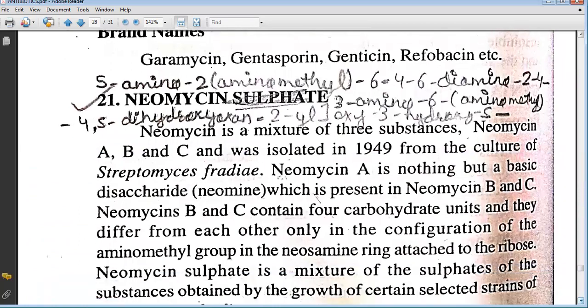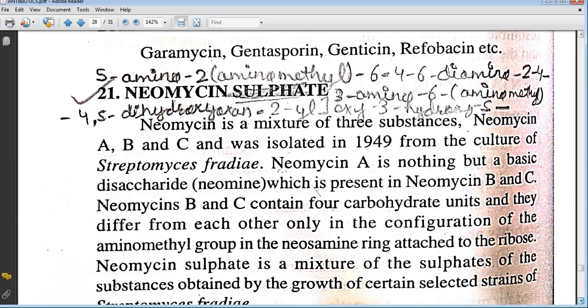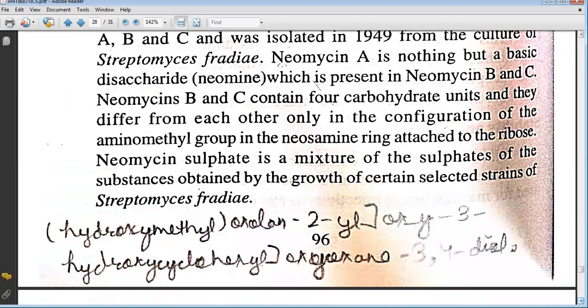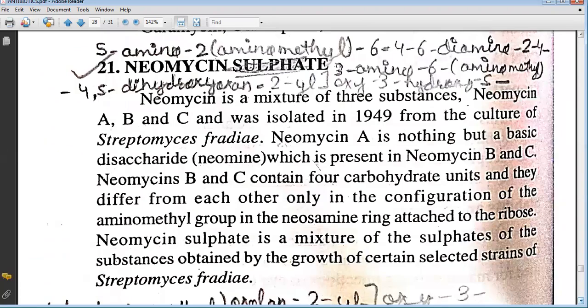Neomycin: 5-amino-2-(aminomethyl)-6-[4,6-diamino-2-[3-amino-6-(aminomethyl)-4,5-dihydroxyoxan-2-yl]oxy-3-hydroxycyclohexyl]oxy-... 5-hydroxymethyloxolane-2-yl]oxy-3-hydroxycyclohexyl]oxyoxane-3,4-diol. It is a mixture of three substances, neomycin A, B, and C, and was isolated in 1949 from the culture of Streptomyces fradiae. Neomycin A is a basic disaccharide which is present in neomycin B and C.